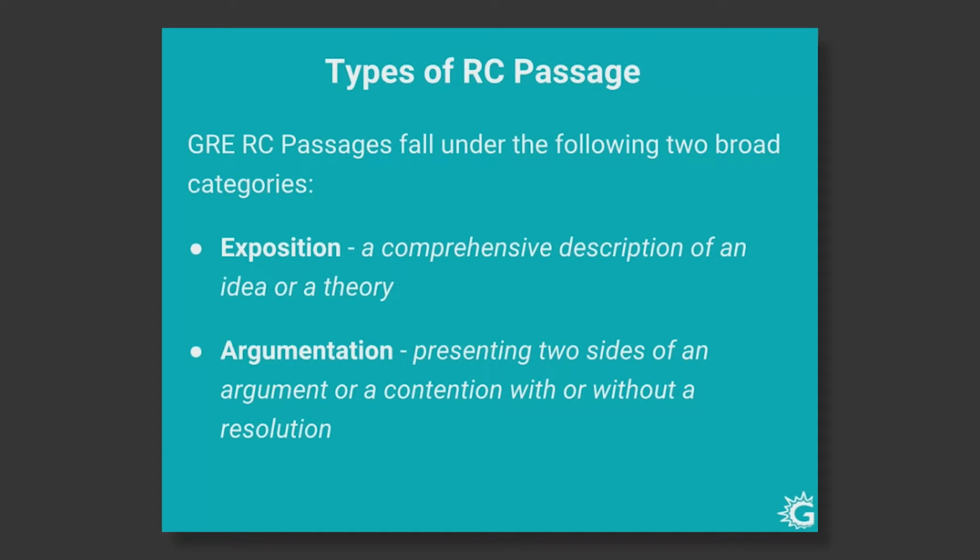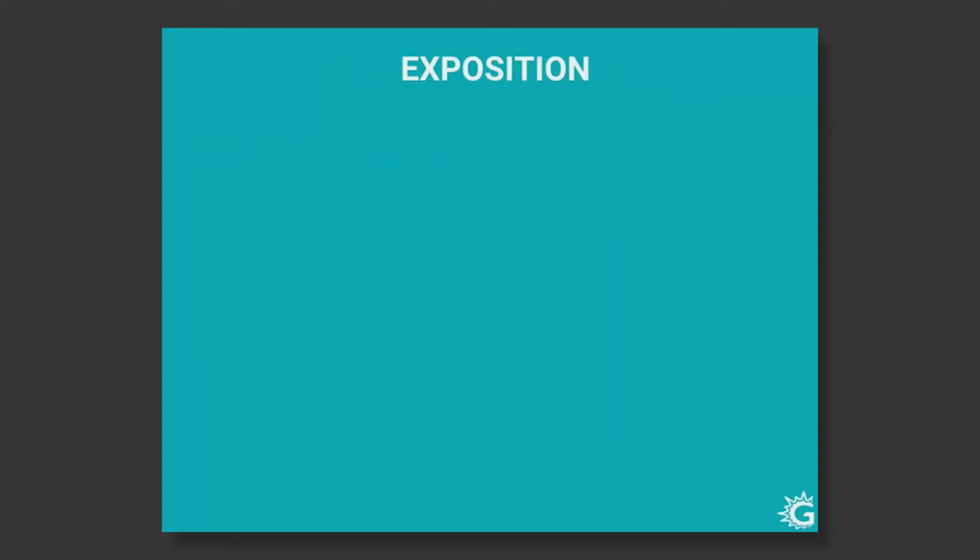So these are the two broad categories of RC passages you're going to look at, right? We have expositions, something that describes an idea or theory, and argumentation, something that argues, that presents the two sides of an argument, and you may or may not have a resolution over there. Now we're going to look at one of each type and try to identify those elements that we looked at earlier, and see how it makes it a lot easier for us to understand the passage as a whole. Now, an exposition type of passage.